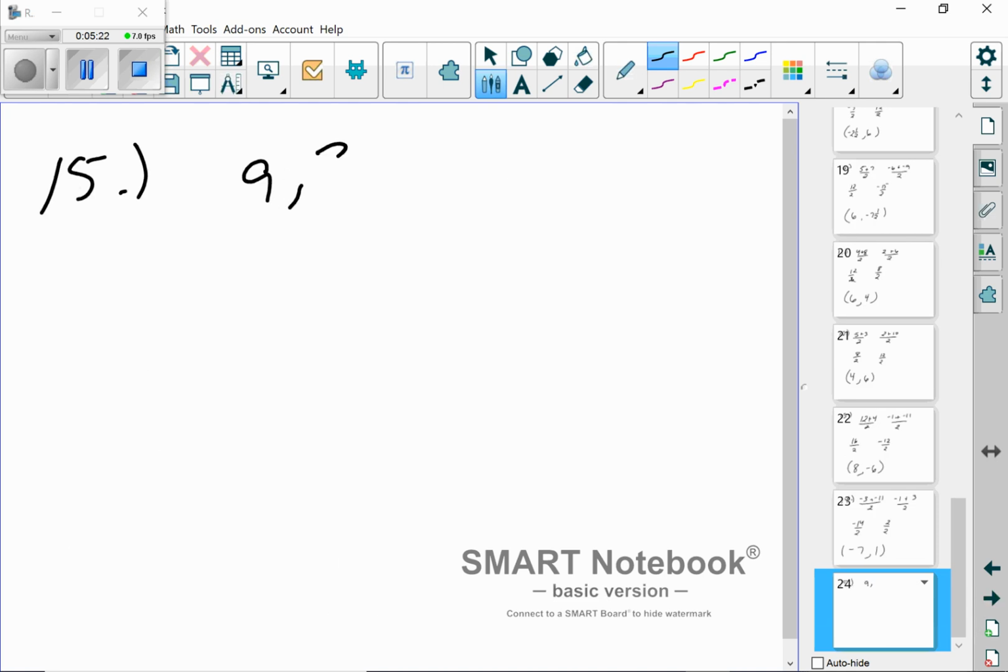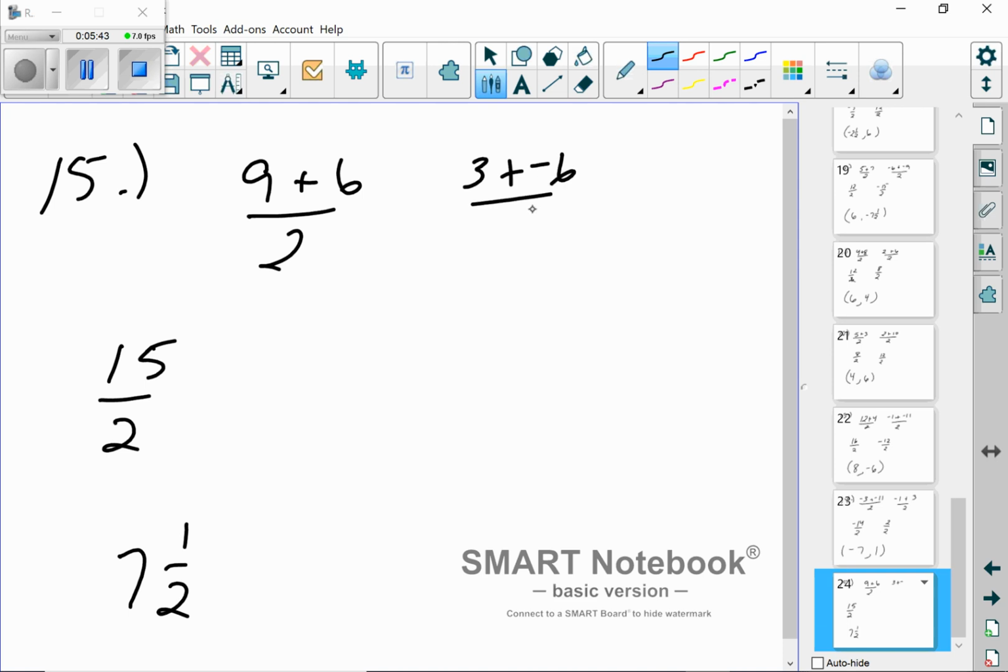Number 15, 9 and 3, sorry, doing something different again. Okay, 9 plus 6 over 2, that's 15 over 2, which is 7 and 1/2. And 3 plus negative 6 over 2 is negative 3 over 2, which is negative 1 and 1/2.